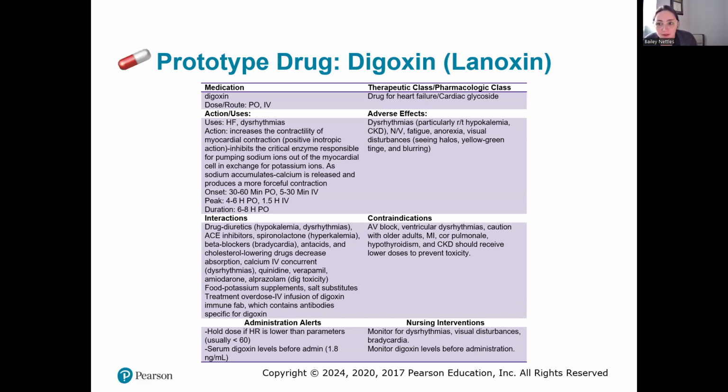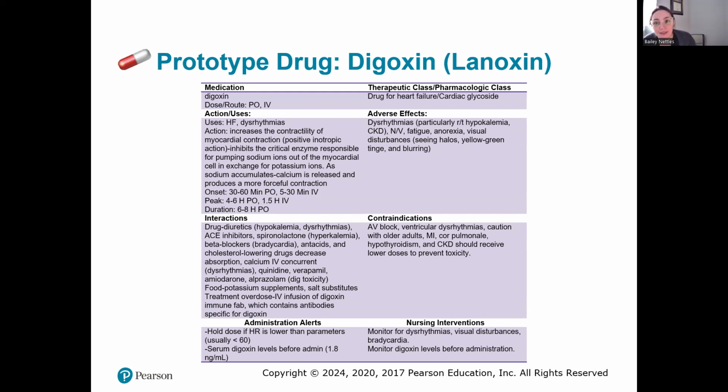An adverse effect is dysrhythmias, especially if you have hypokalemia or chronic kidney disease. Nausea, vomiting, fatigue, anorexia, visual disturbances. Okay, so you can have digoxin toxicity. So my digoxin level is too high. That's that narrow therapeutic range we were talking about. If it's too high, I'm going to start having those visual disturbances, those halos around lights. So it'll look like literally a halo around a light, like an astigmatism does. You'll have a green tinge to your vision, or you can have visual blurring.